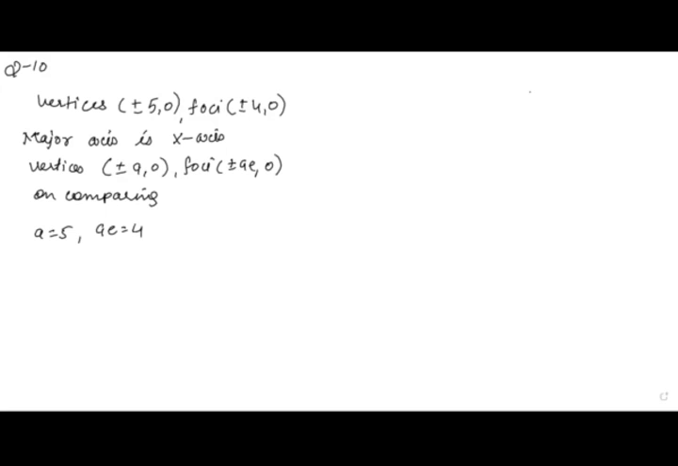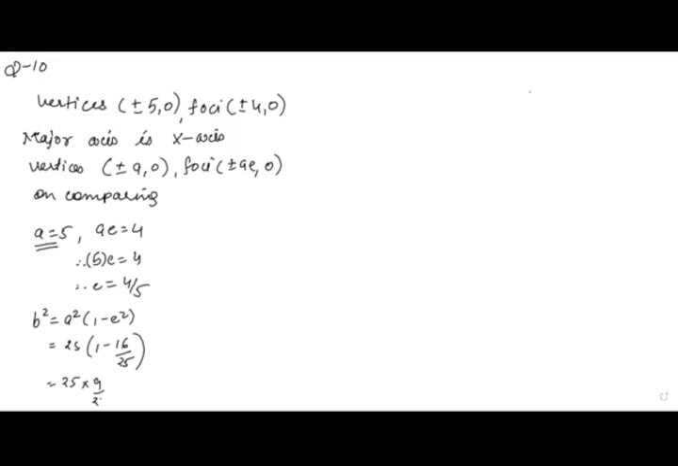Keeping the value of a in the equation, I will get the value of eccentricity as 4 by 5. I got the value of a, I got the value of eccentricity. We will find the value of b using the equation b square is equal to a square into 1 minus e square. As my major axis is x-axis, I will use this formula. So 25 into 1 minus 16 by 25.